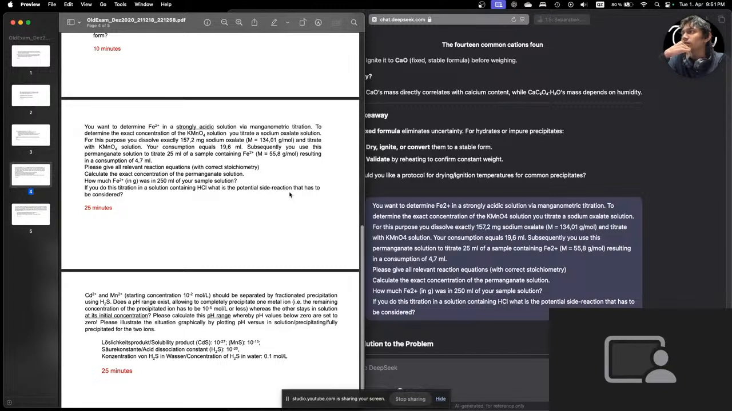Please give all the relevant reaction equations with correct stoichiometry. Calculate the exact concentration of the permanganate solution, and how much iron was in the 50 milliliters of sample solution. If you do this titration in a solution containing HCl, what is the potential side reaction that has to be considered?